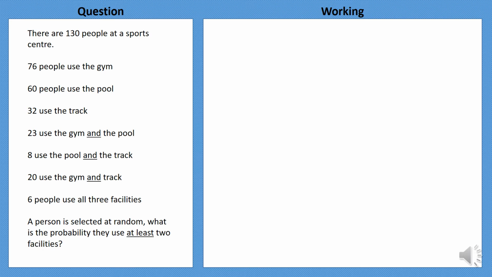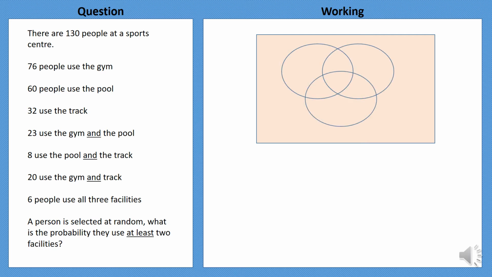Now, if you're anything like me, you'll be completely overwhelmed by the amount of information there. The only way to order this in any sort of way that we can manage is by using a Venn diagram. There are 3 options. There's 3 different facilities: the gym, the pool, and the track. So I need 3 circles in my Venn diagram. I'm going to label those up so that I can keep track of the information as I put it into the Venn diagram. The gym, the pool, and the track.